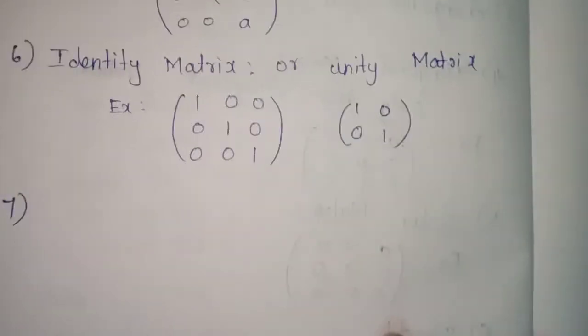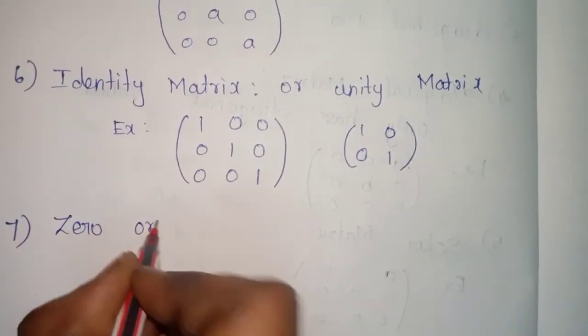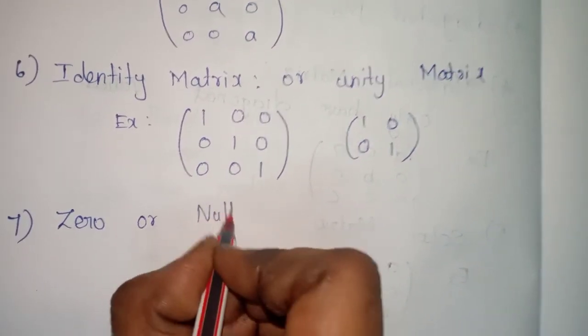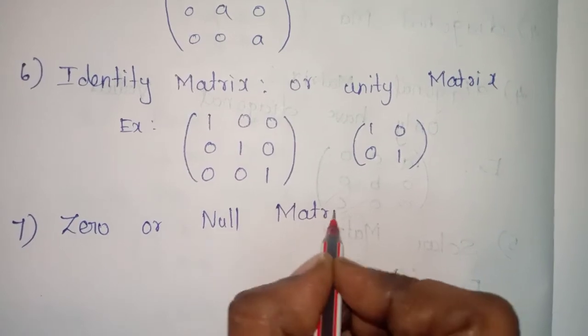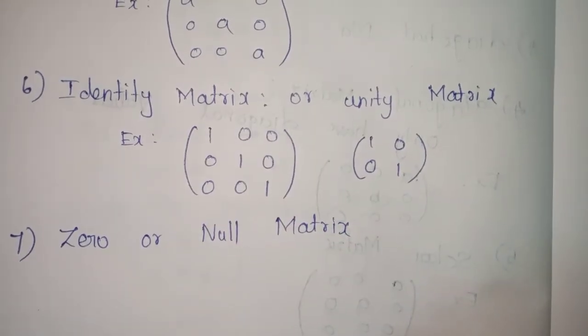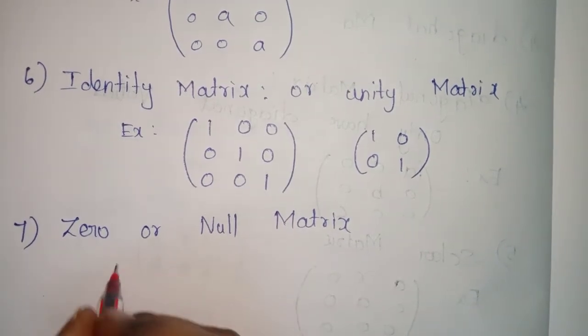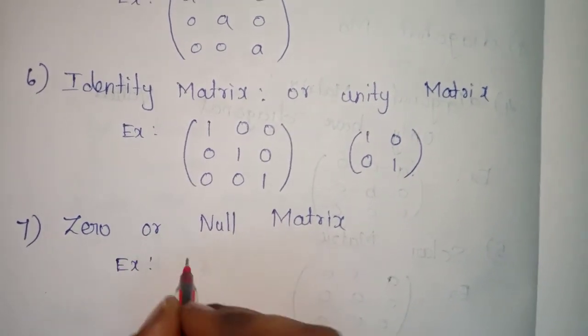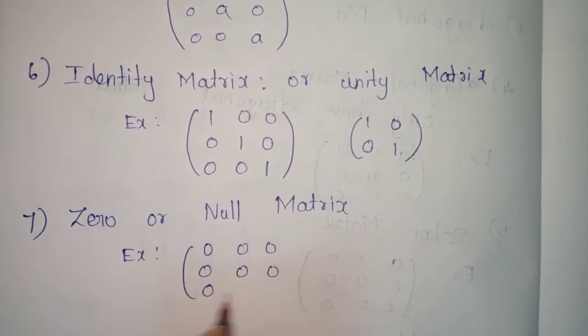Next matrix is the 0 matrix or null matrix. If the elements in all the rows and columns are 0, then it is called a 0 or null matrix. Example, all the values are 0, then it is called a 0 or null matrix.